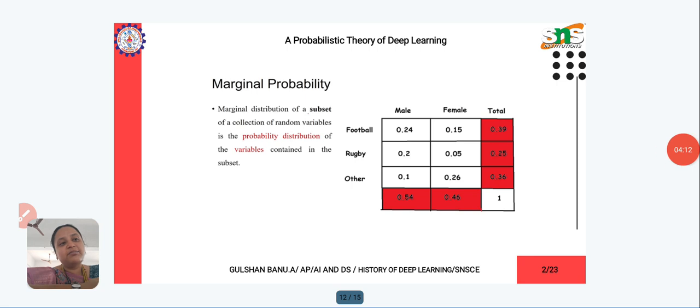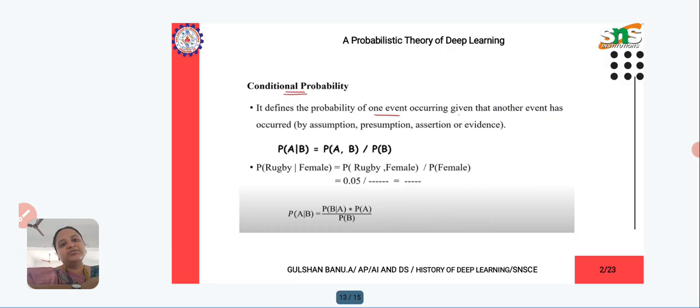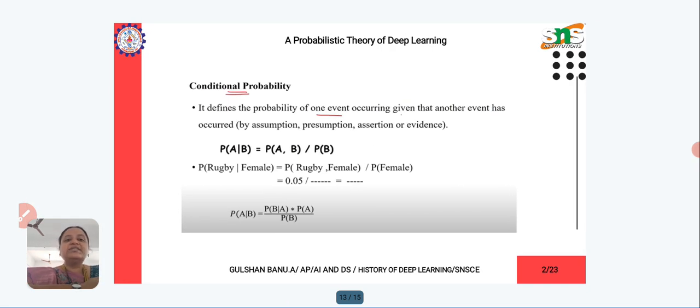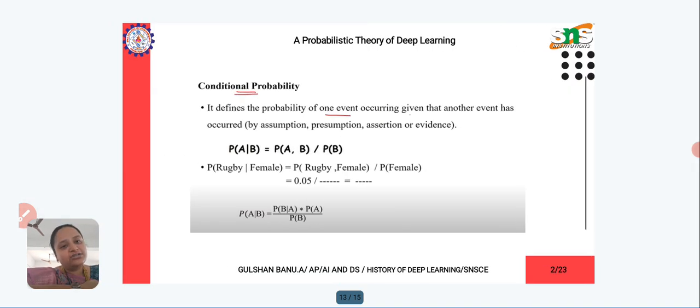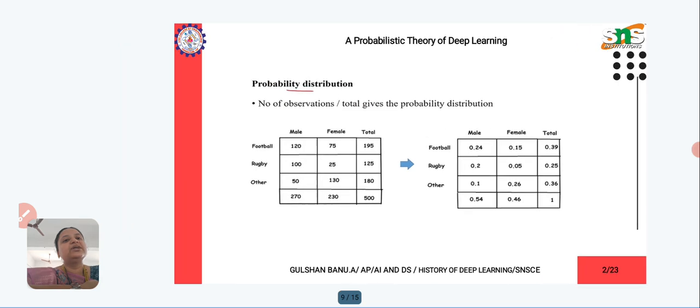Now, what is marginal probability? Marginal probability is just a subset of a collection of a random variable from that probability distribution. What is conditional probability? Conditional probability is a condition given to the whole amount of probability value. These are certain basic concepts of probability and how it is dealt with.